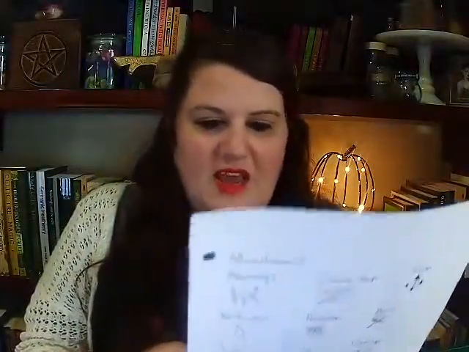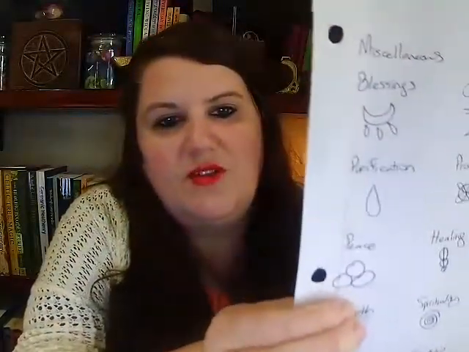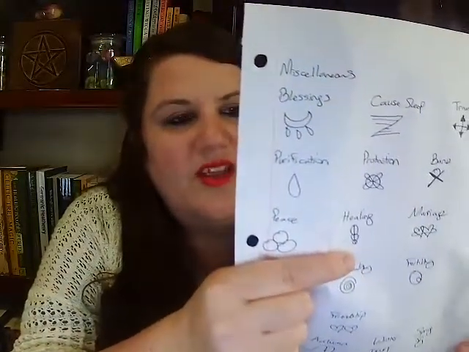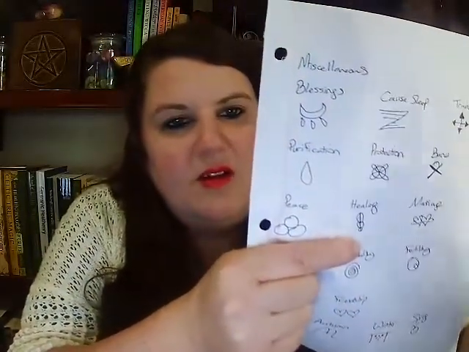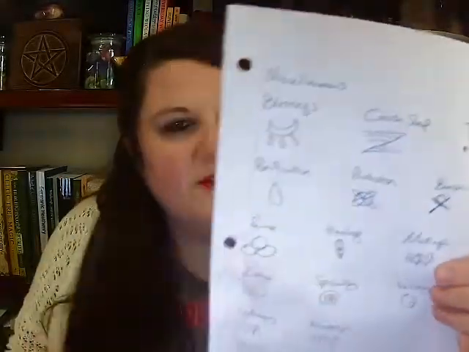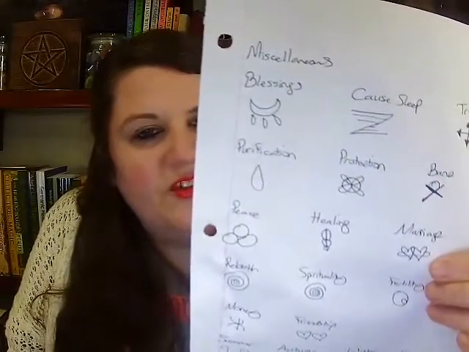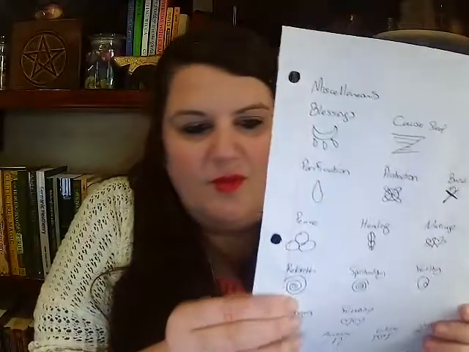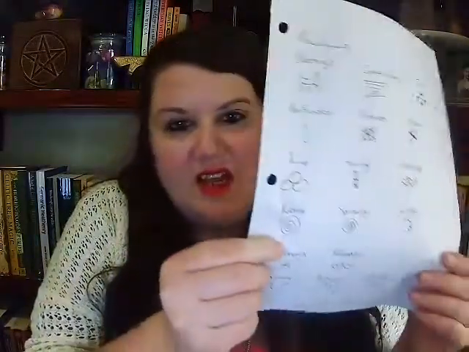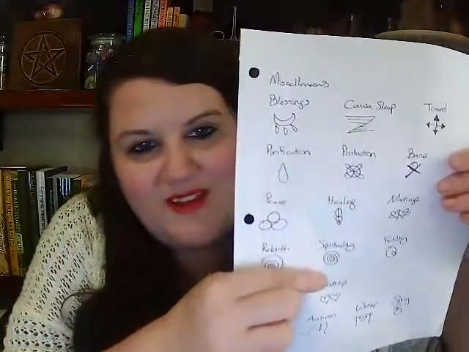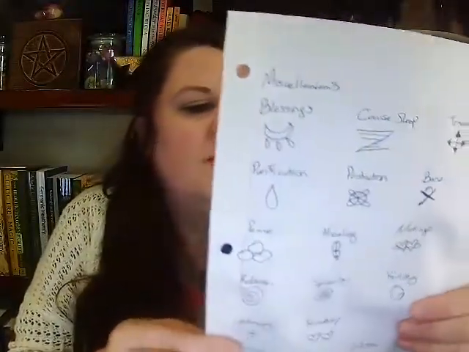Next, we have the symbol for peace, which is just 3 little circles stacked like so. Next to it is the symbol for healing. You know, long oval, 2 little circles, line going down the middle. And then we have the symbol for marriage, which is two hearts joined and then looped together. Then we have the symbol for rebirth, which is a clockwise spiral, and next to it is a spiral for spirituality, which is a counterclockwise spiral.